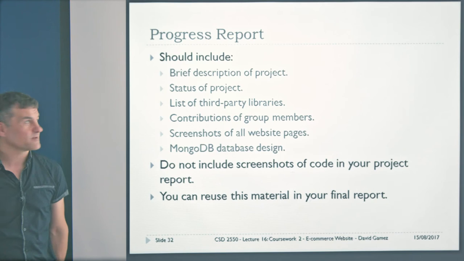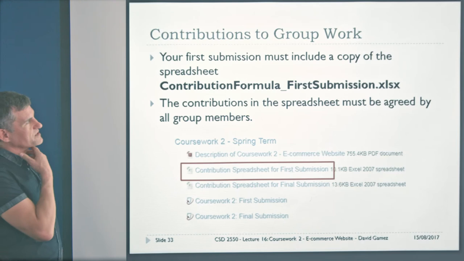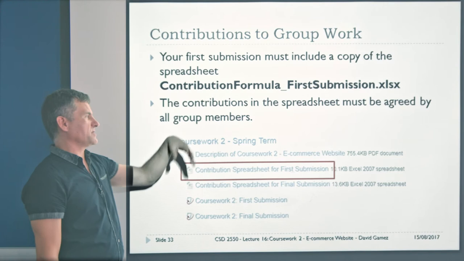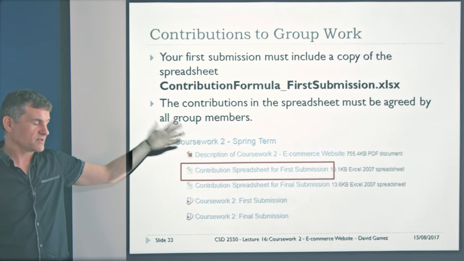Now, your first submission must include a copy of the spreadsheet. This is the name of the file, contribution formula first submission. You can download it from the course website here. And you must agree the contributions in the spreadsheet by all group members. This is going to be used to allocate your final mark for the first submission and for the final submission. So make sure that you agree on it.